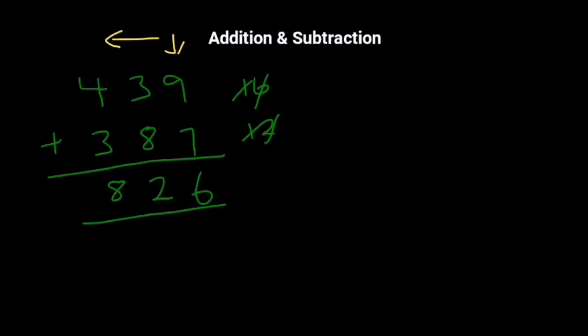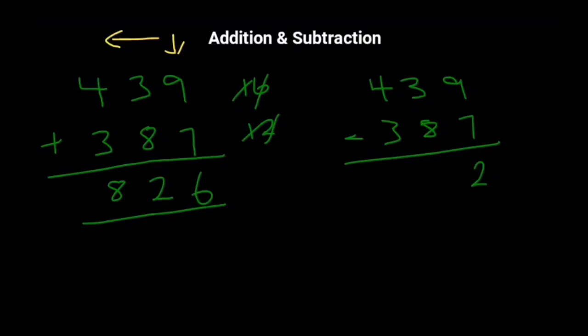Now we're going to try working this again, but instead of adding, we're going to be subtracting. So we have 439 subtracting 387. The rules are still the same, so we subtract from our right going to our left. So we have 7 from 9, which gives us 2, simple.